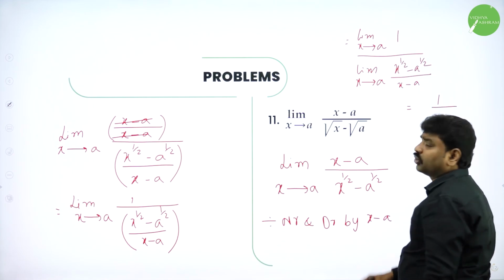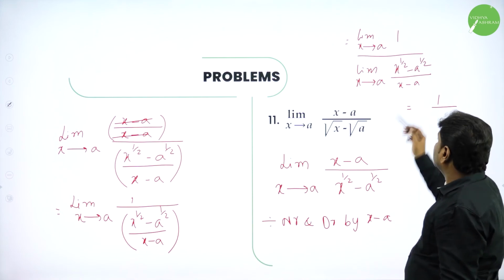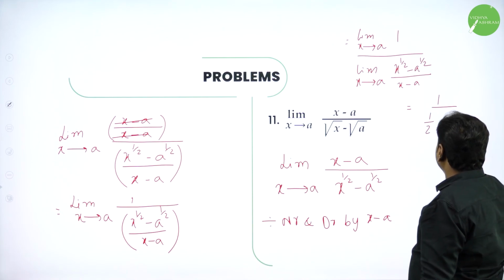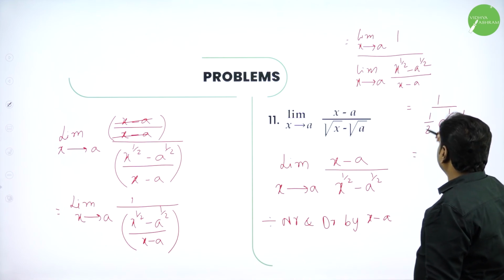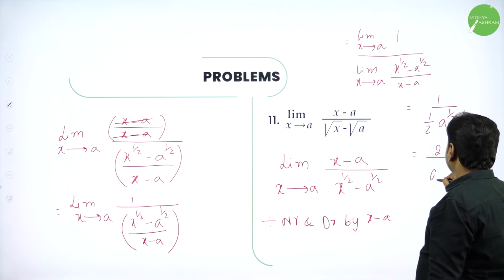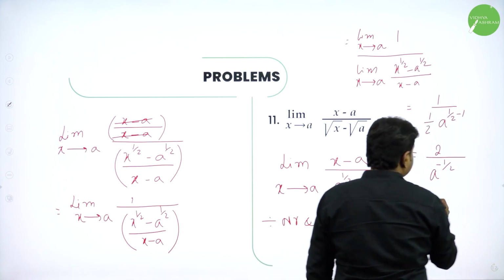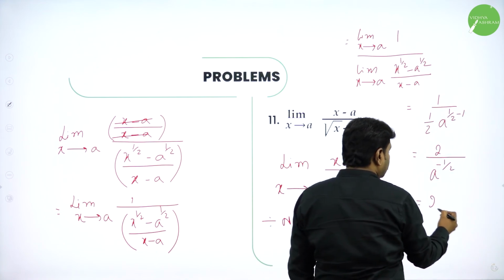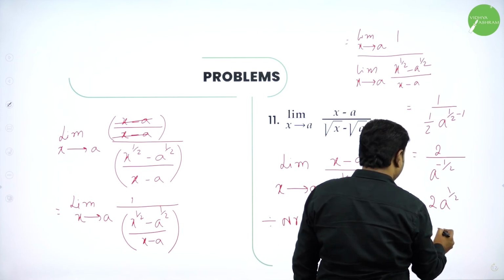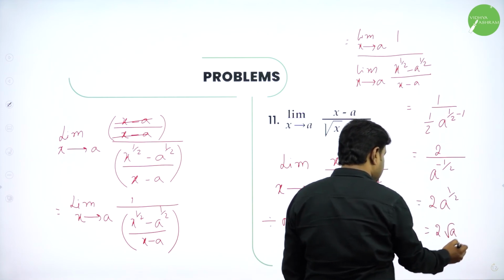Numerator is 1. All of you know limit of constant is constant. Denominator half into a power half minus 1. I am using n into a power n minus 1. So 1 by 1 by 2 goes on top. It will become a power minus half. If you take LCM, then you take it up. It will become 2 into a power half, or it will become 2 root a. This is the answer.